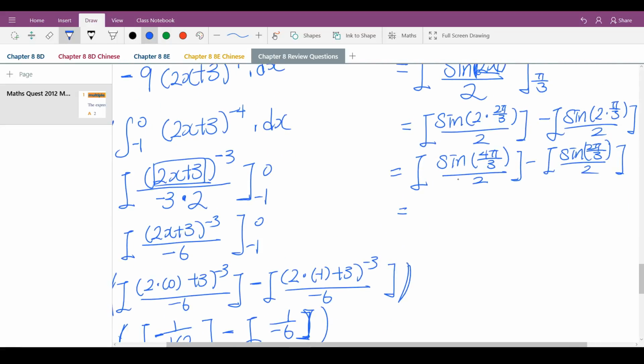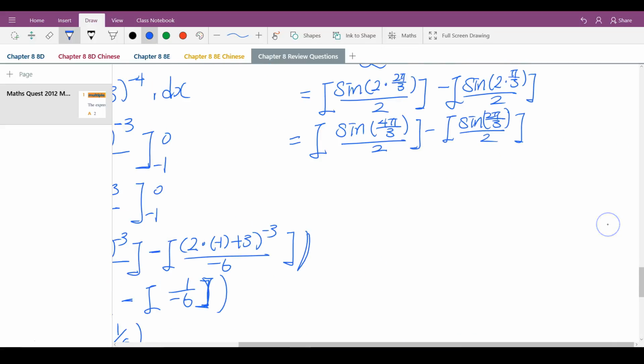Alright, so sine 4 pi over 3. So what is 4 pi over 3? It's 240. Sine 240. Alright, let's go to the unit circle. Let's just draw a circle.